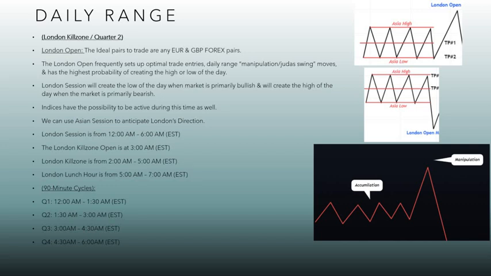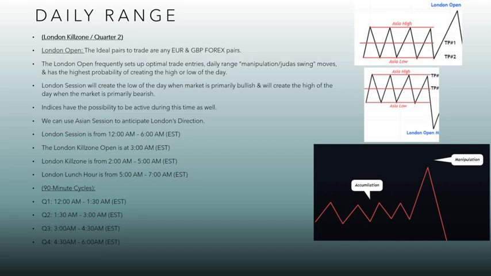Okay. We can use Asian session to anticipate London's direction. So remember, Asian session creating liquidity, accumulation. We can anticipate it taking out either the Asian high or Asian low with manipulation. So when we wait for that, that's when we can see a trade forming for us.